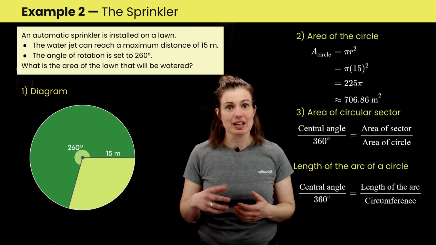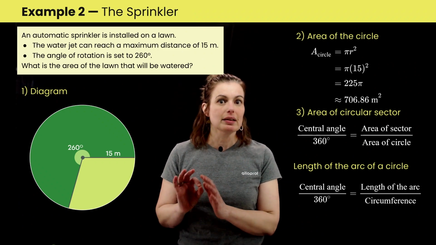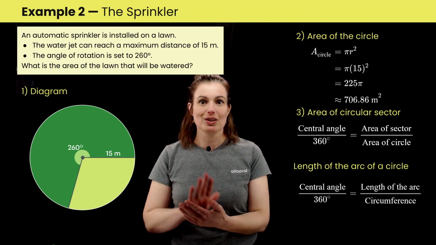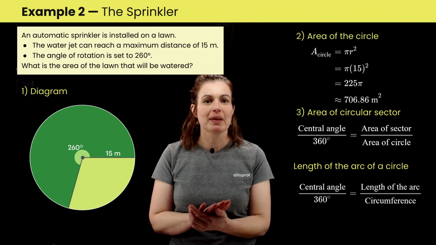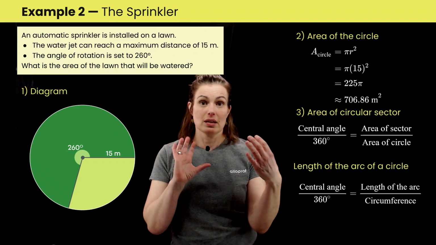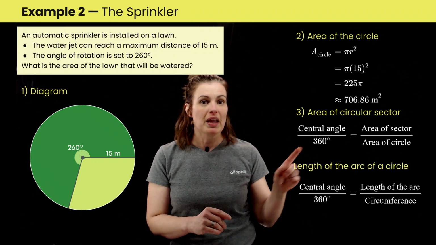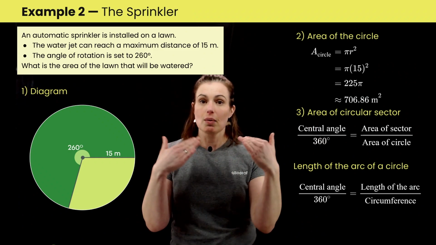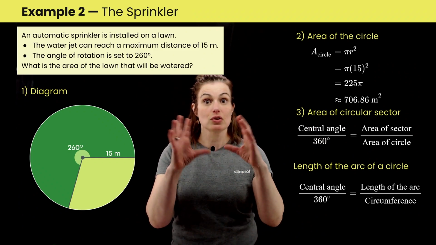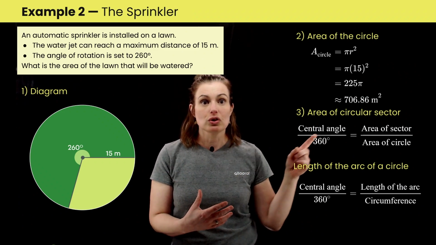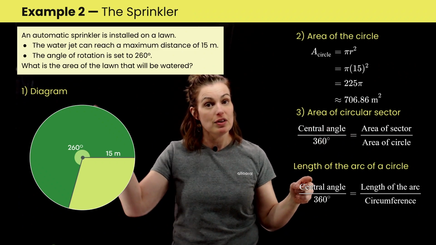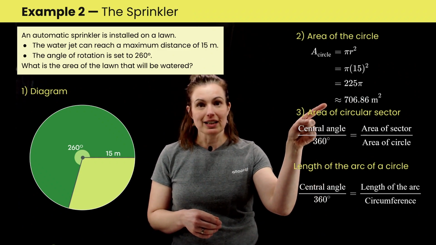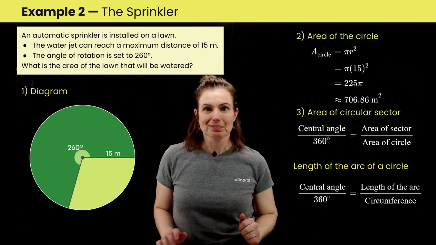To find the circular sector, which is the dark green zone, technically the light green zone is also a circular sector, but the one I really want is the dark green one. So the relationship between the circular sector and the entire circle is shown here. If we take the central angle, which for us is 260 degrees, and put it over the 360 degrees, which represents the degrees of the entire circle, and set that equal to the area of our circular sector, the dark green we're interested in, over the area of the entire circle, which we calculated up here, then we'll be able to figure out the area we're interested in.